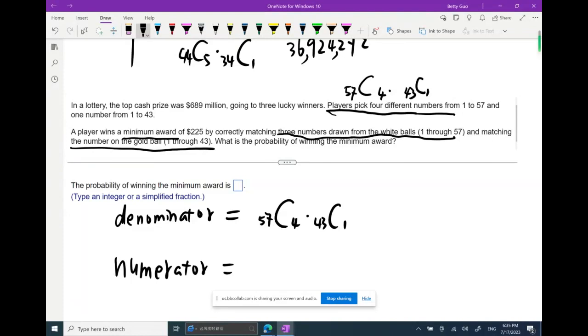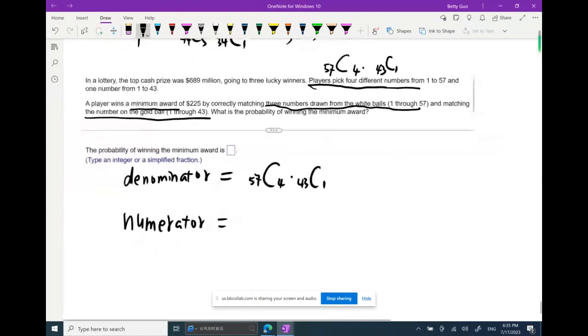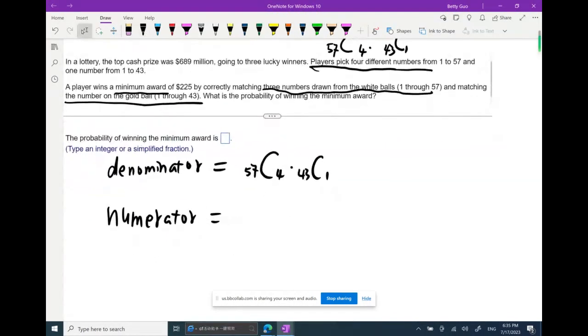What will contribute to the minimum award occurring? You pick 4 numbers, and 3 of them match, so by correctly matching 3 numbers. So we have 4 winnings, right? The numerator is going to have 3 steps. In order for the minimum award to occur, we need to have the following 3 things satisfied.